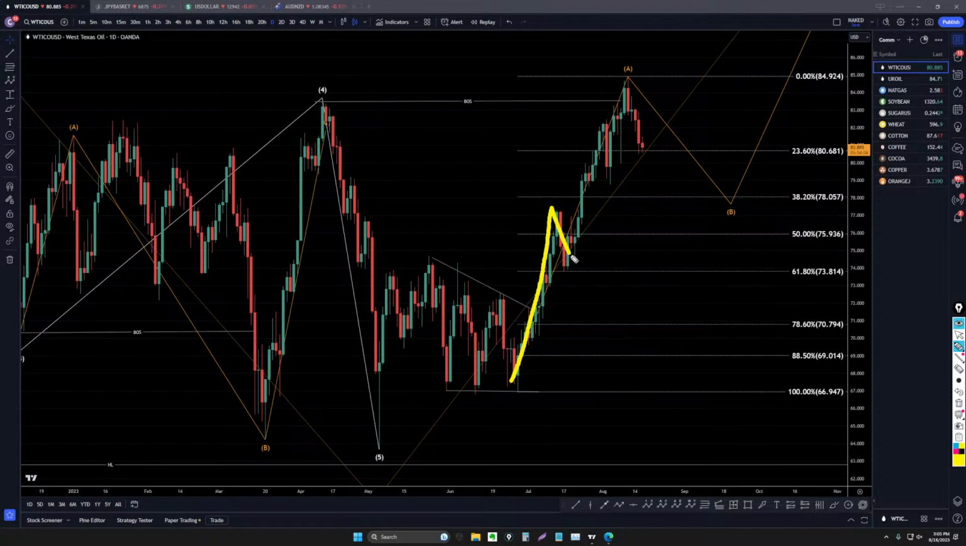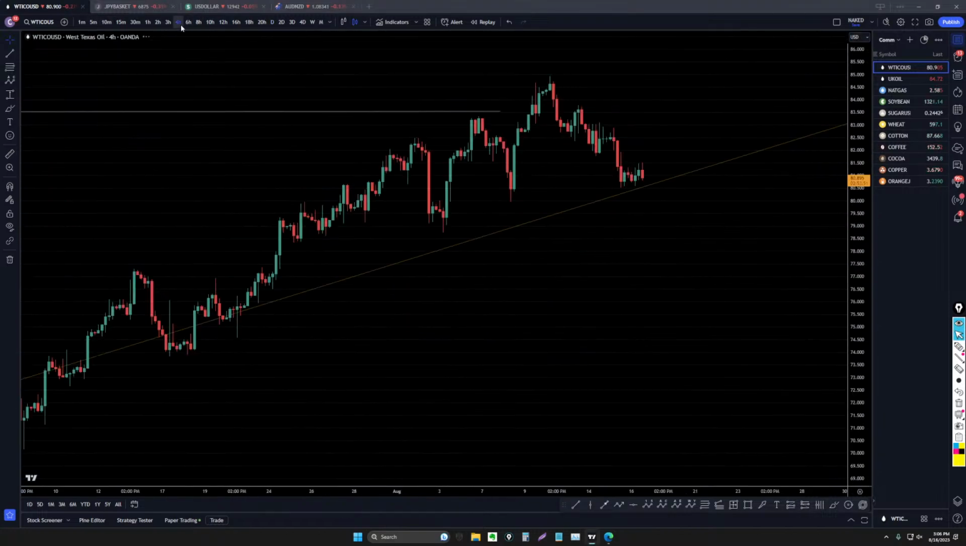I think this is a 1, 2, 3, 4, 5 of A. I think this is an A, B, C of B. Probably going down to one of these fib levels before it continues back up for a wave C. So I definitely would be looking for shorts on oil for sure, 100%.